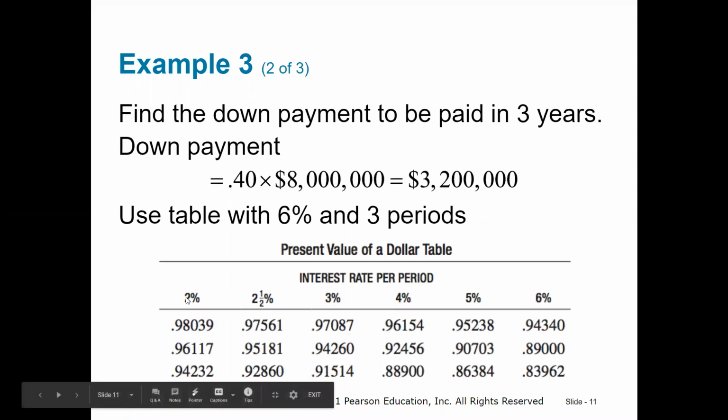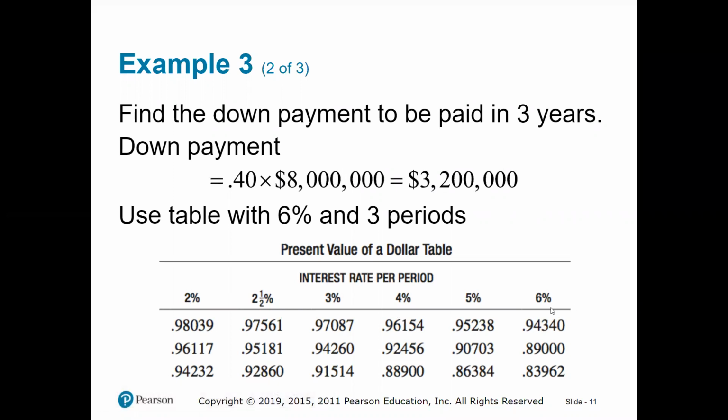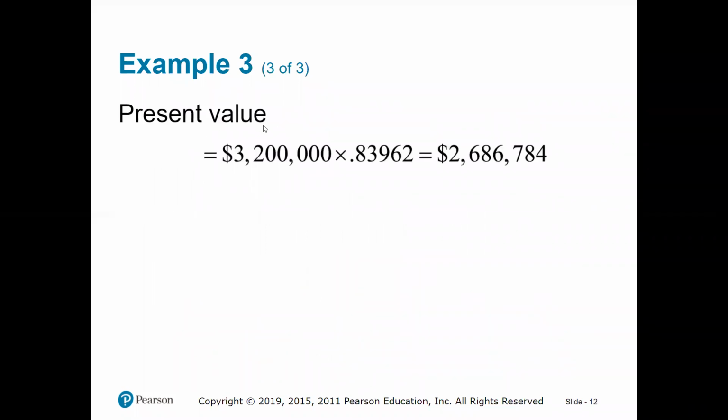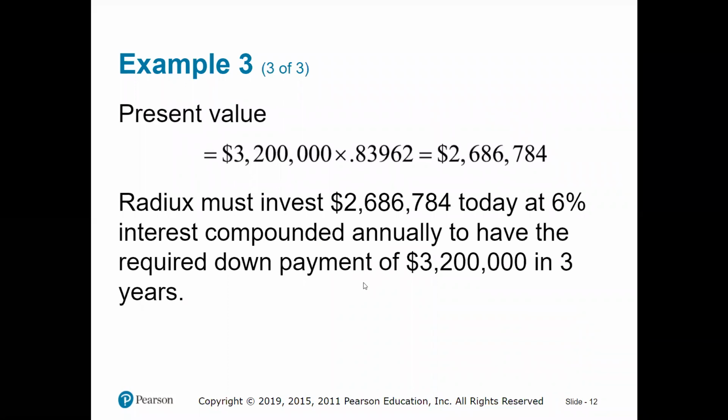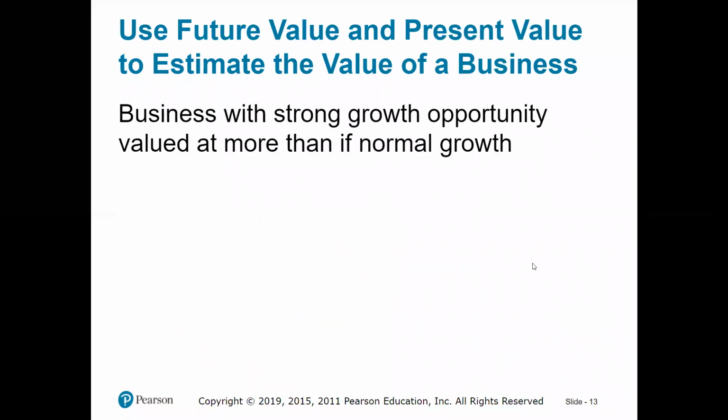So you come in here, you're going to find 6% and 3 periods. There you go. All right, so your present value will be the down payment times the number from the table, so you get that. So there you go. Questions on that kind of problem? They're pretty straightforward. Just know how to use the tables.